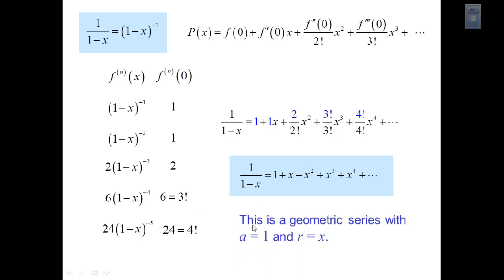Now, but this is actually a geometric series with a equaling 1 and r equaling x. So now, here's the thing. Is this thing going to converge? And if it converges, for what values of x will it actually converge? So those are the types of things we can see and we can start thinking about as we're working these out.